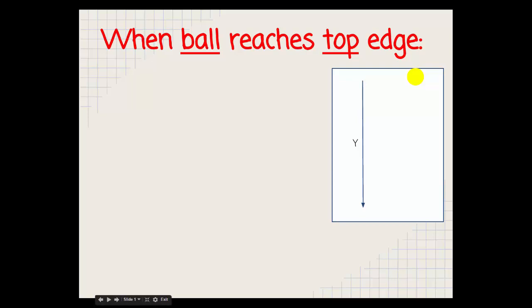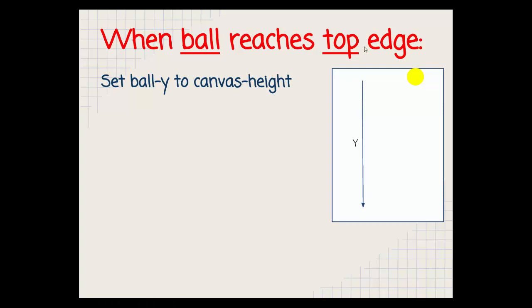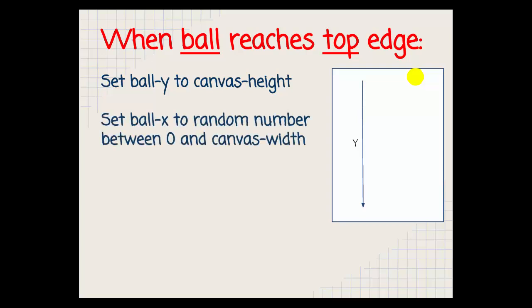What's going to happen is when the ball reaches the top edge, 2 things are going to occur. The first is we're going to change the ball's Y coordinate, that's its vertical coordinate, to the height of the canvas. That should move the ball back down to the bottom of the screen. We're also going to set the ball X to a random number between 0 and the canvas width. That will mean that when the ball gets pulled down to the bottom, it won't appear in the same X position. The ball will then continue up, and this will keep happening. So let's go and code that.